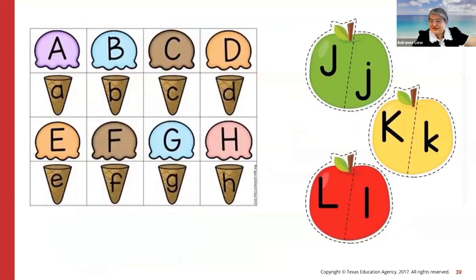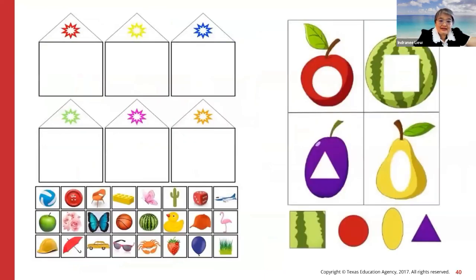I like this also, and my students love this. Match the ice cream to the cone. Okay, cones are small letters, and the scoop of ice cream is big letters. These are different apples cut in half, match. Right. This, you have all these pictures here.